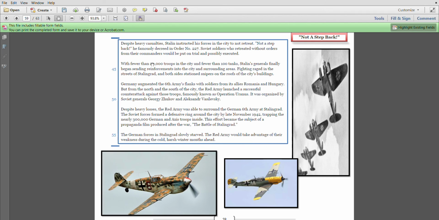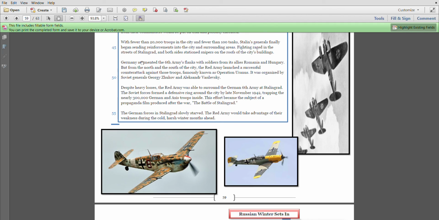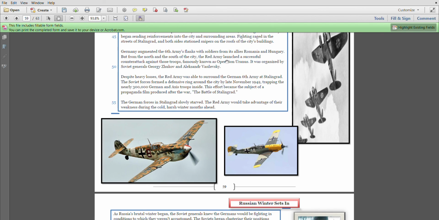With fewer than 20,000 troops in the city and fewer than 100 tanks, Stalin's generals finally began sending reinforcements into the city and surrounding areas. Fighting raged in the streets of Stalingrad, and both sides stationed snipers on the roofs of the city's buildings. Germany augmented the Sixth Army's flanks with soldiers from its allies, Romania and Hungary. But from the north and south of the city, the Red Army launched a successful counterattack against these troops, famously known as Operation Uranus. It was organized by Soviet generals Georgy Zhukov and Alexander Vasilevsky.